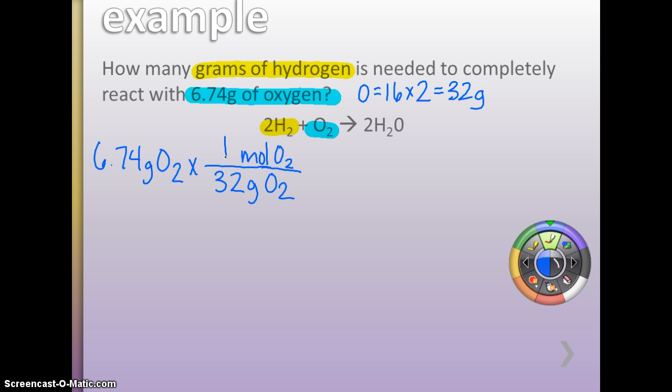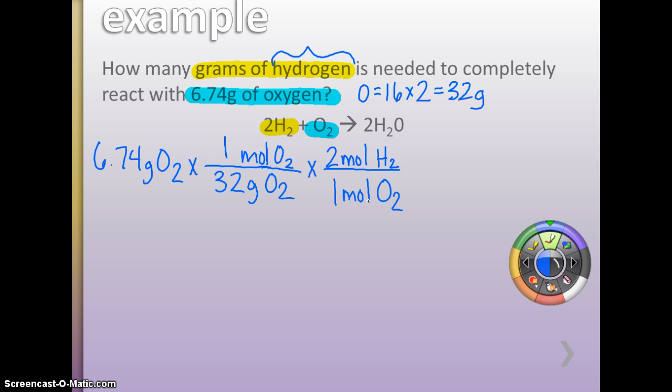Do we want moles of oxygen? No. We want hydrogen. So we're going to have to do a mole ratio. So we want hydrogen. Goes in the numerator. Trying to get rid of oxygen. That goes in the denominator. The coefficient for hydrogen is 2. So 2 moles of hydrogen is required for every 1 mole of oxygen. Coefficient for oxygen is 1.